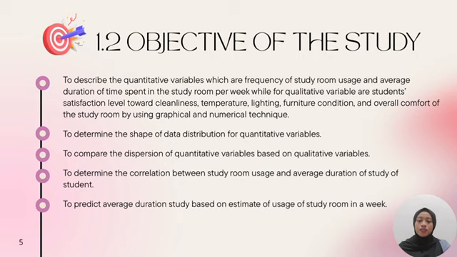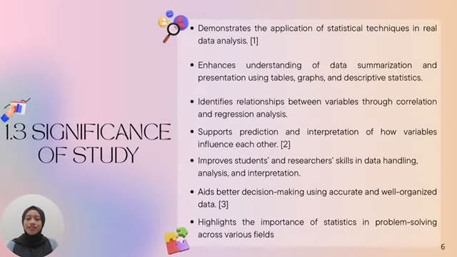The second objective is to determine the shape of the data distribution for quantitative variable in order to understand the pattern of study room usage among the students. The third objective is to compare the dispersions of quantitative variable based on qualitative variable to observe variation in students' study behavior. Another objective of this study is to determine the correlation between study room usage and the average durations of study room among the students. Finally, the last objective is to predict the average durations of study room based off estimate frequency of the study room usage per week.